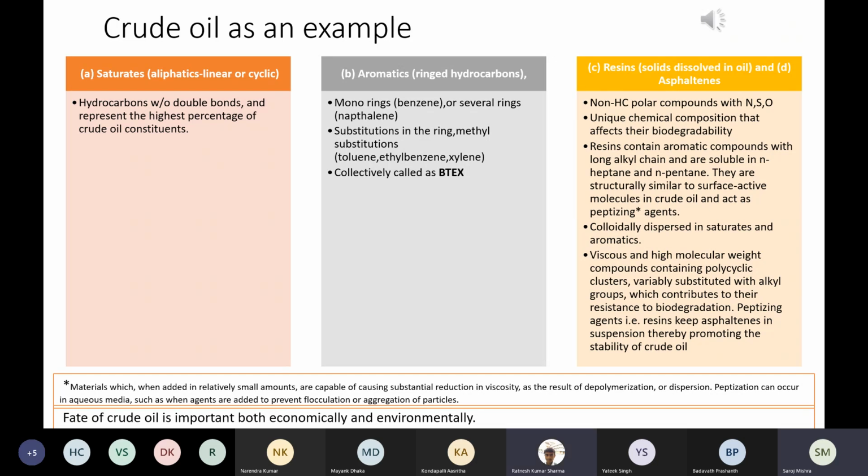Okay, so is this clear to everybody? Yes, ma'am. Please try to read it. It's very, very interesting and very fascinating when you talk about crude oil, what all it contains, what kind of biochemistries you need to learn in order to develop the technologies for their removal.